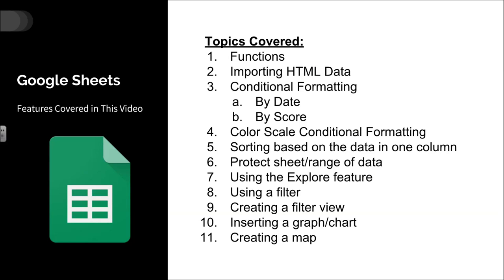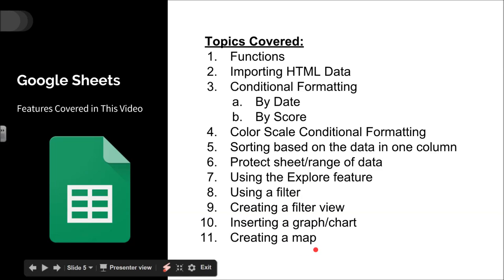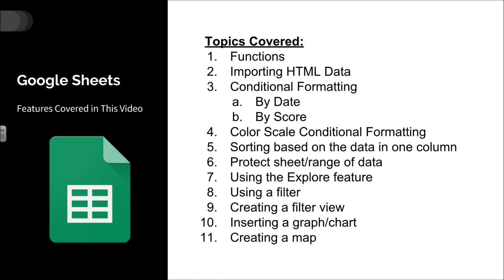I'm going to cover a number of features in today's video. Instead of having a couple of long segments like some of the other mini course videos have had, I will have 11 short segments, actually 12 short segments because one of them is broken into two parts. So I will cover functions, how to import HTML data, conditional formatting by date and conditional formatting by score, color scale conditional formatting, sorting based on the data in one column, how to protect a sheet or a range of data, how to use the Explore feature, how to use a filter, how to create a filter view, how to insert a graph or a chart, and how to create a map. If you don't know what some of those things mean, that's okay. I'm going to walk through those and teach you how to use those, and hopefully they will be useful in your classroom.